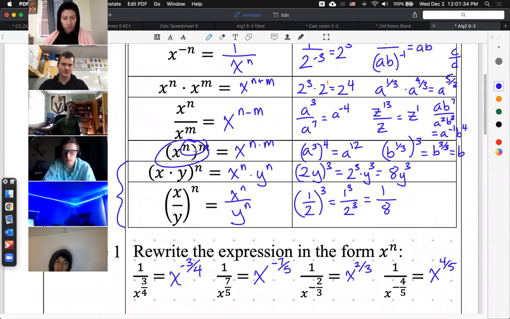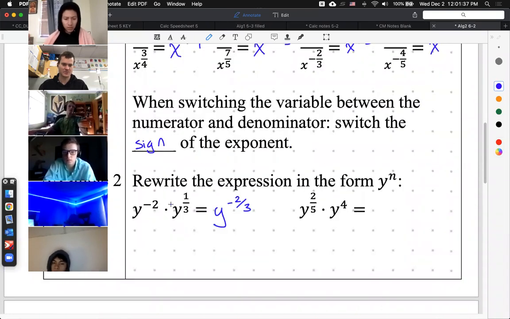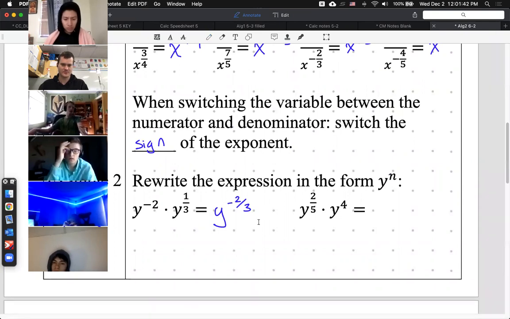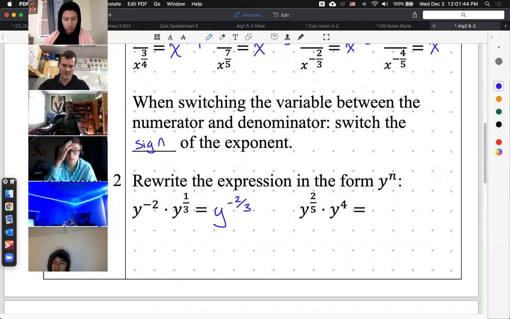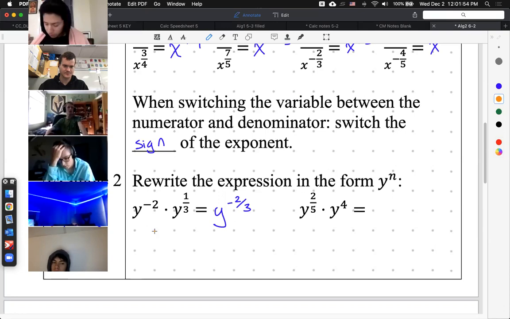In this form where it's a power to a power. But if it's just multiplying the bases, what should you be doing with these numbers? You should be adding them. Exactly. If I add them, we can't add them right away because they don't have like denominators. You gotta multiply the left by 3. So the top would be negative 6 and the bottom would be 3. Perfect. Then it would end up as negative 5/3, y to the negative 5/3.